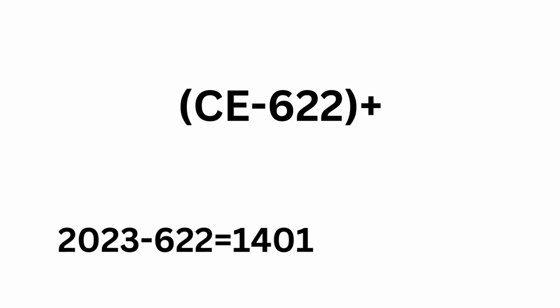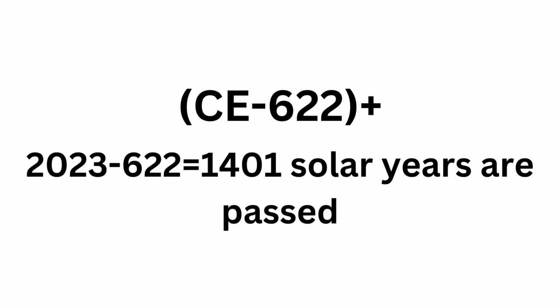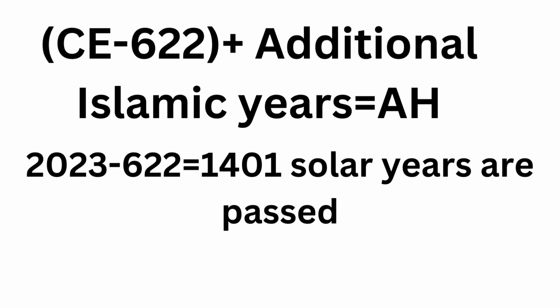Now come towards second method. Suppose current solar year is 2023 CE and Islamic year was started in 622 CE. So in these, 2023 minus 622 is equal to 1401 solar years past. Number of Islamic years past are more than that because its total number of days per year are shorter. We will find how many additional Islamic years passed in this span of 1401, and we will add that in this equation of CE minus 622.